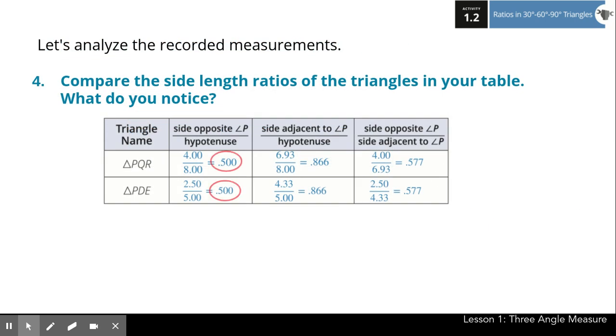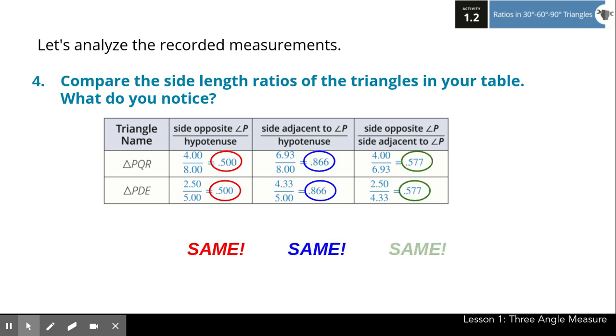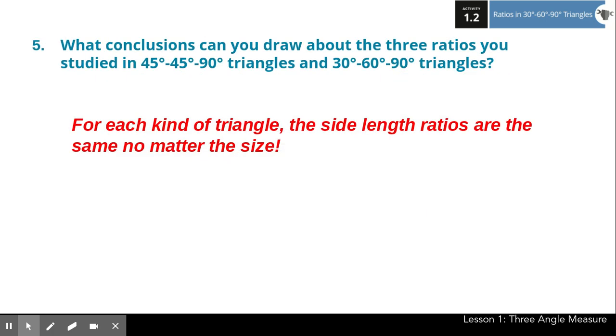And then what do we notice? Same thing, opposite over hypotenuse is the same. Adjacent over hypotenuse is the same. And the opposite leg over the adjacent leg is the same. So just like a 45, 45, 90. So what conclusion can you draw about the three ratios you studied in both the 45, 45, 90 and the 30, 60, 90? For each kind of triangle, the side length ratios are the same no matter the size.